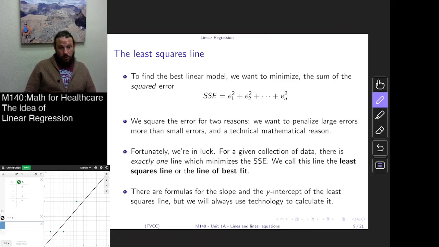There are formulas for the slope and the y-intercept of the least squares line, and it'll probably show up in your textbook, but we will always use technology to calculate the linear regression line or the least squares line. That's important. You'll spend way too much time adding things together and doing it by hand. Okay?